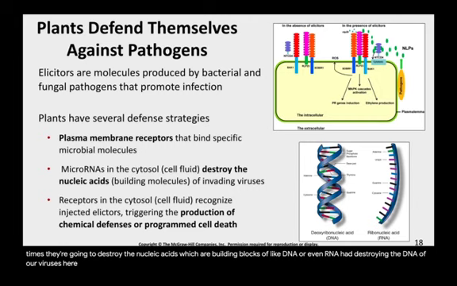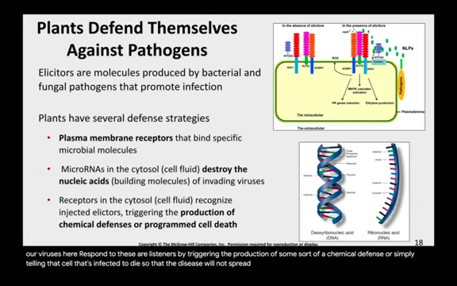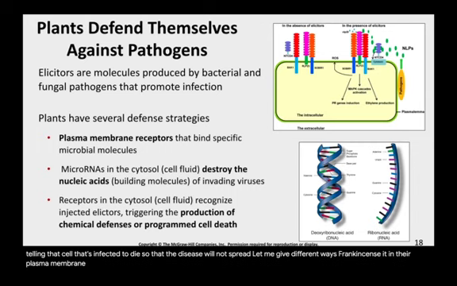But there are also receptors inside of the cell that respond to these elicitors by triggering the production of some sort of chemical defense, or simply telling that infected cell to die so that the disease will not spread. So there's a variety of different ways this happens. The plant can sense it in its plasma membrane, it can physically destroy the DNA of viruses, or it can go through a series of chemical reactions or simply tell that cell to die.